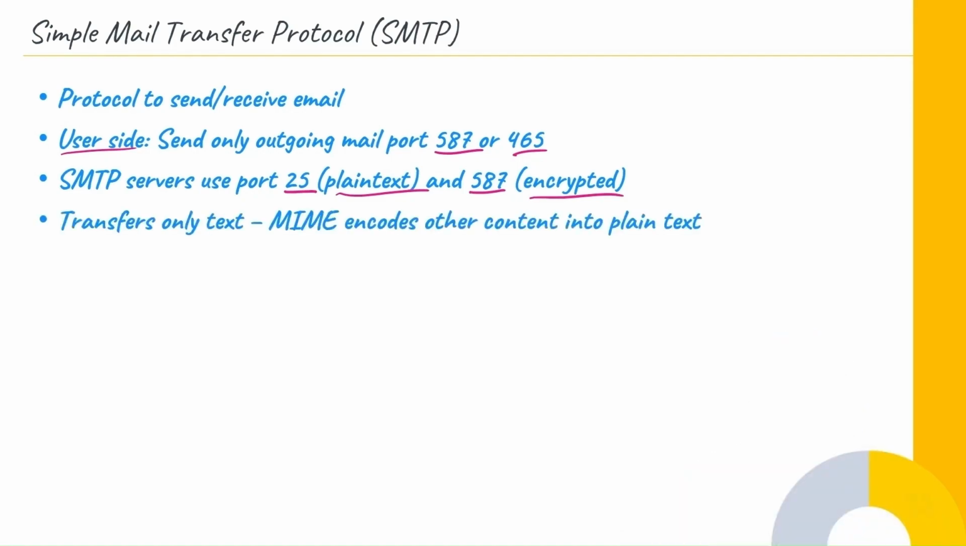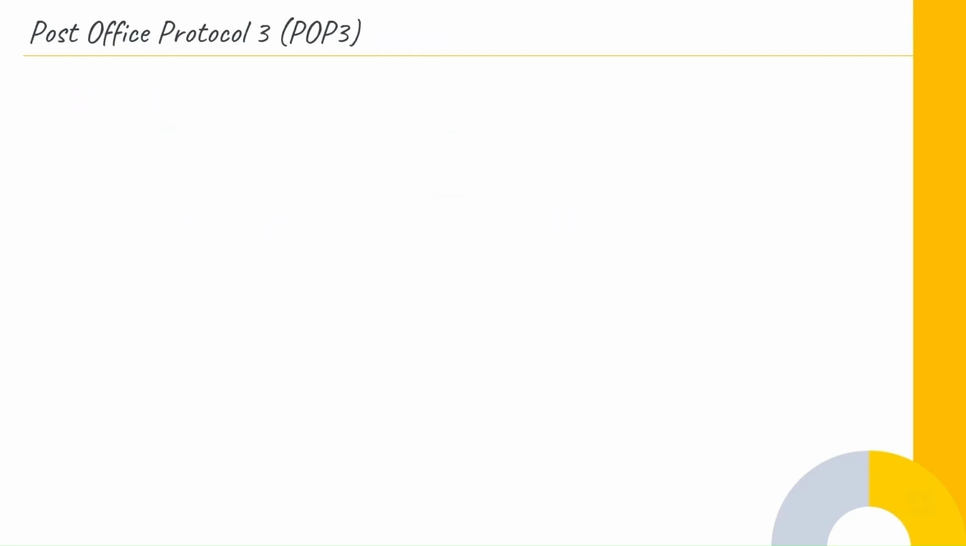Also, SMTP only transfers text. Okay, it doesn't really transfer anything but text. So if there's other content there that's not text, there's something called Multipurpose Internet Mail Extensions, or MIME, that will help with that conversion. Now let's take a look at another thing related to email, and that would be POP3.